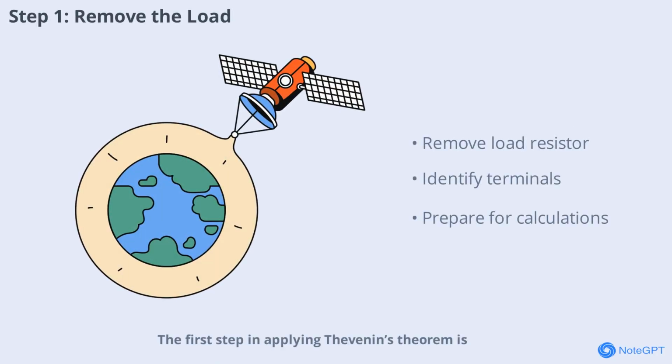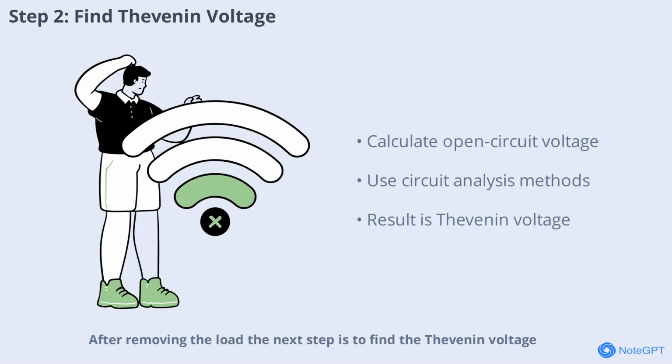The first step in applying Thevenin's theorem is to remove the load resistor from the circuit. This allows you to focus on the part of the network that will be replaced by the Thevenin equivalent. By isolating the load, you can more easily calculate the open circuit voltage and the equivalent resistance. This step is crucial because it sets the stage for the rest of the process. Always remember to clearly identify the terminals where the load was connected, as these will be the reference points for your calculations.